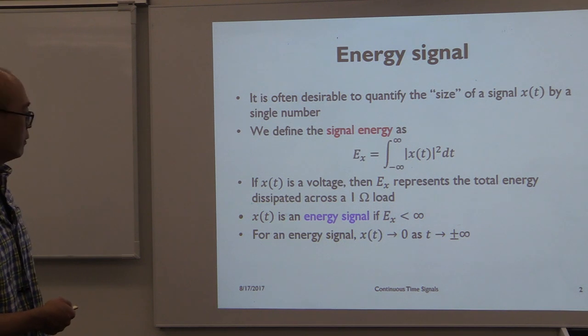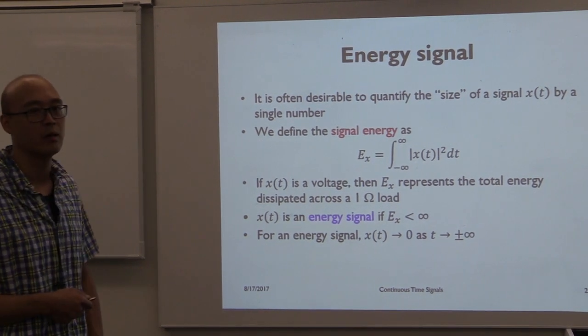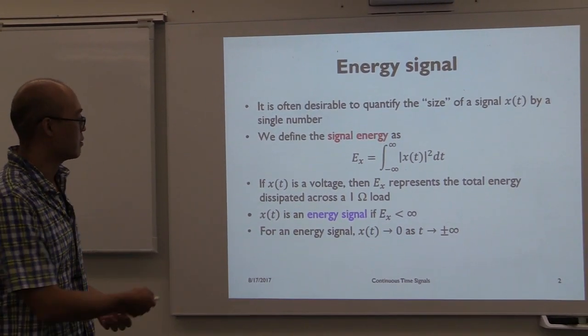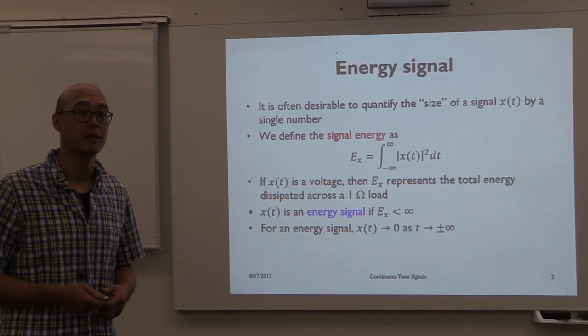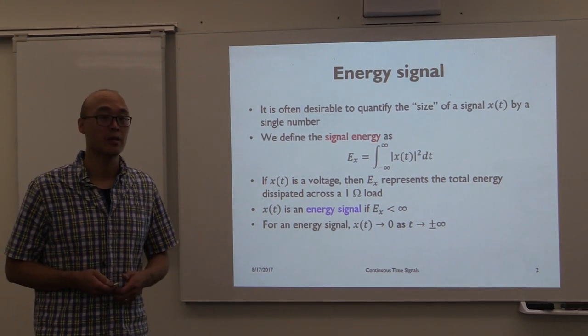Now if E sub x is finite, then we say that our signal x of t is an energy signal. In order for E sub x to be finite, x of t necessarily has to go to 0 as t goes to infinity. So what happens if we have a signal x that does not satisfy this property? As an example, what happens if we have a periodic signal? In this case, we cannot calculate the energy, so we need to use another measure for its size.